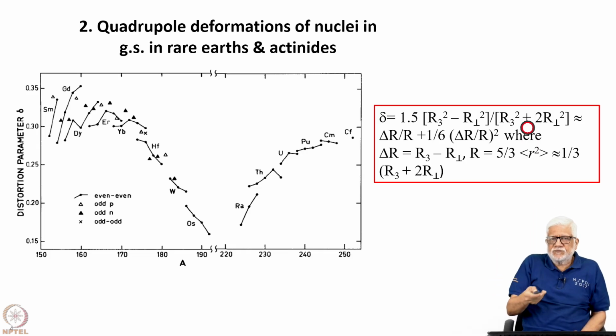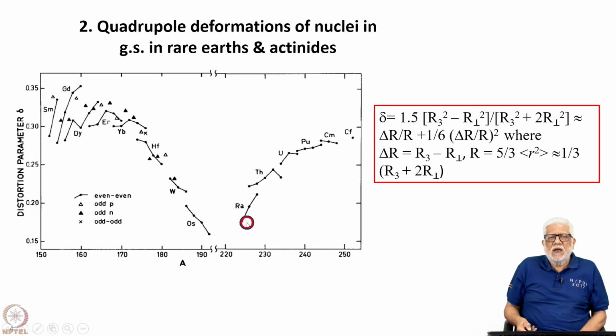So, you can define a quantity delta like this. You can also compute a quantity delta R, which is R3 minus R perpendicular, and you can also calculate the average R. That turns out to be 1/3 of R3 plus 2 R perpendicular. In any case, the distortion parameter, which is related to the quadrupole deformation parameter, varies from about 0.335 to about 0.15 as you move from samarium isotopes to osmium, and then radium all the way up to californium. So, it again rises.